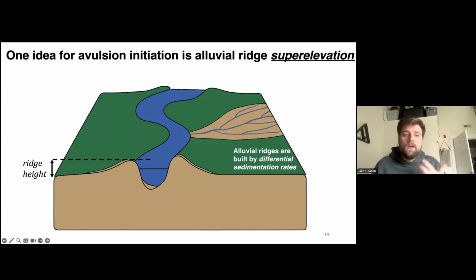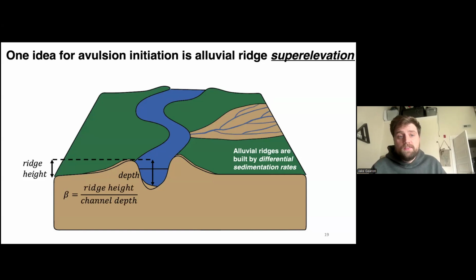And we can quantify this potential energy with this idea of super elevation, which comes in the form of a ratio and two length scales. So the first length scale is going to be the height of the ridge above the floodplain. This tells you how perched the river is above the floodplain. And secondarily, we take the depth. So this tells us how dug in essentially the river is into the floodplain. And the idea here is that the ratio between the height of the ridge and the depth of the channel is this super elevation ratio called beta.